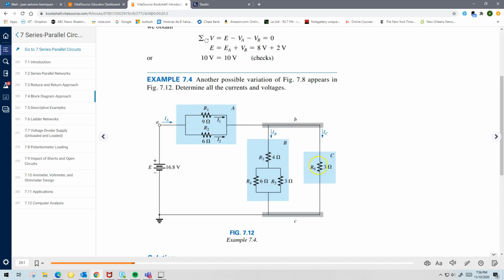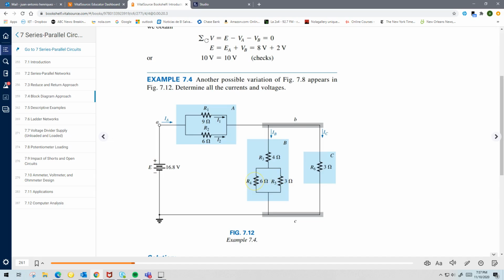On this branch, you only have resistor R6 by itself. On this one, though, you can start by combining those resistors, and on this one, you can combine those resistors. The idea is that you're making the circuit simpler, right? So notice here that in this block B, you have this resistor R3 in series with a parallel combination of R4 and R5, right? So these two are in parallel.